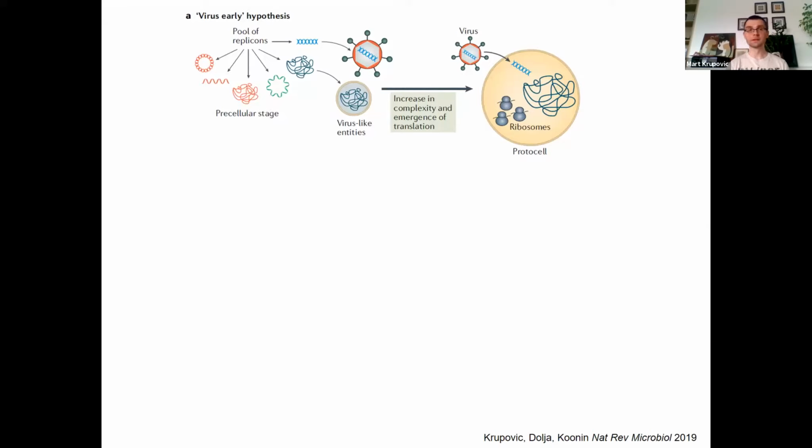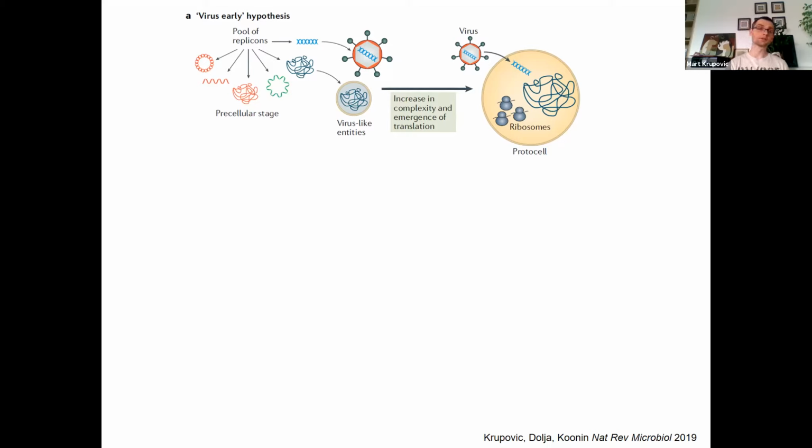And the first one is the viruses early hypothesis, which suggests that viruses are direct descendants of the primordial replicons, which existed very early in the evolution of life, perhaps at the pre-cellular stages of evolution, when all kinds of replication machineries have been invented and tested, and some of them went to become cellular organisms, whereas others were less successful, or perhaps I should say more successful, and became viruses, which parasitized these early cellular organisms.